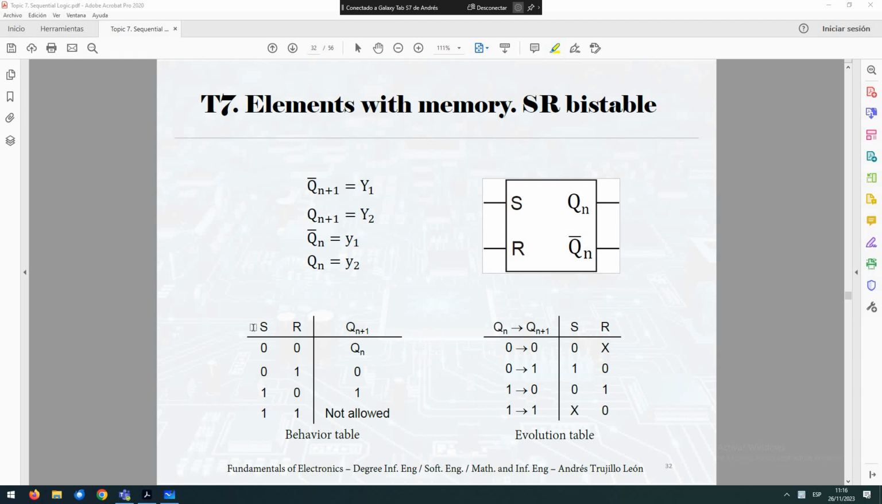In the case of the SR, we can keep the current state for the next state, we can reset the next state with a 0, or we can set the next state with a 1, and these inputs were not allowed.